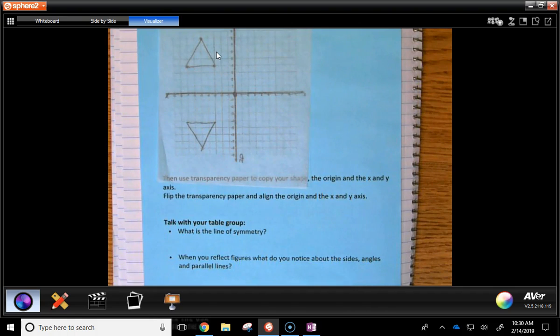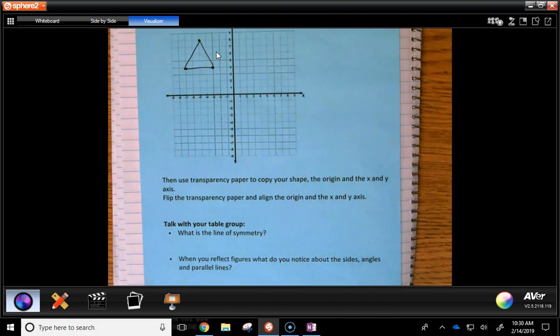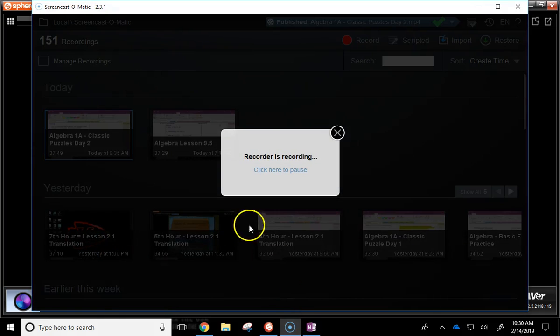I want you to hold on to your transparency tape paper. I'm going to give you something after a while. We're going to keep them in our notebooks because we will use them again. But, oops.